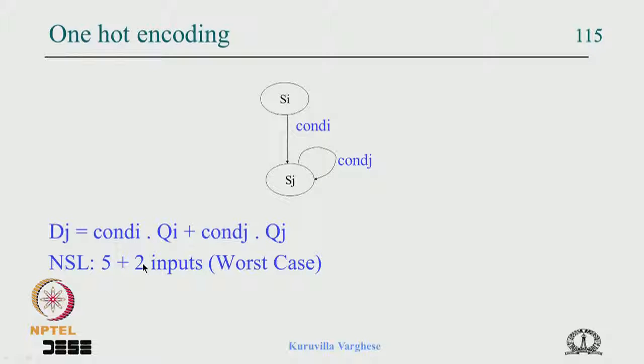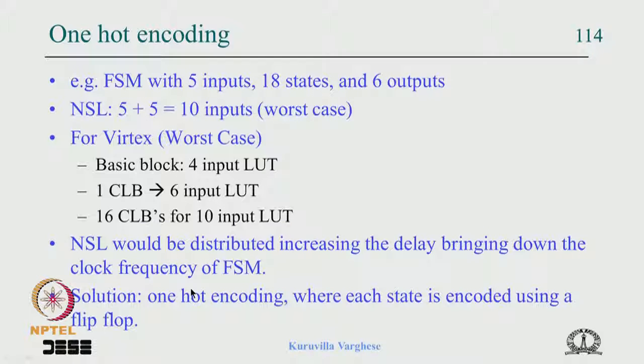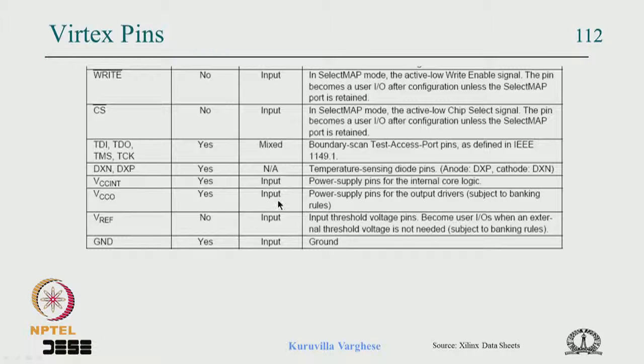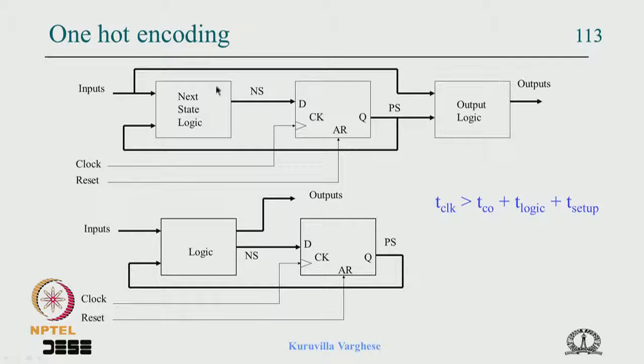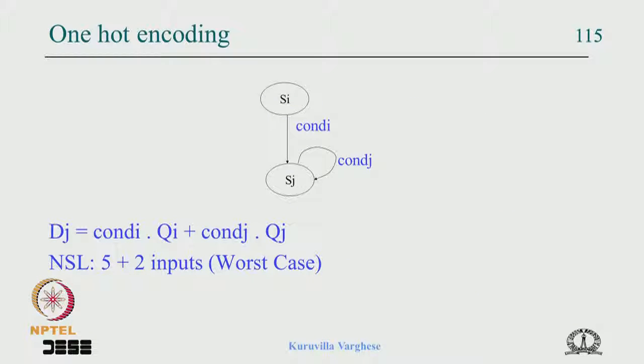So you have a 7 input next state logic, which requires maybe only 2 CLBs, which is less spread, and then we have less logic delay, and the clock frequency becomes manageable. Okay, that's the idea of one hot encoding. Many a time people blindly, when you see an FPGA, just say, let the state machine be one hot encoded.